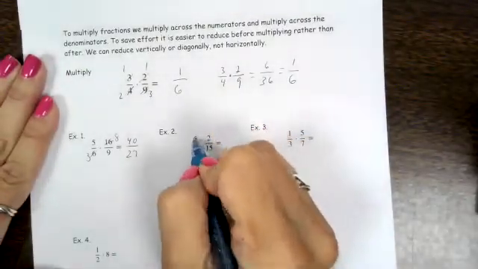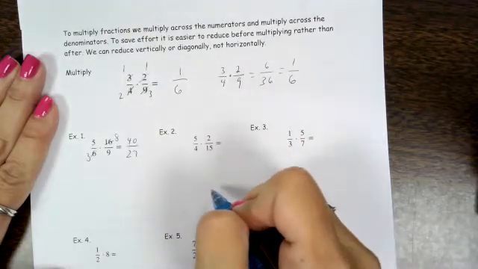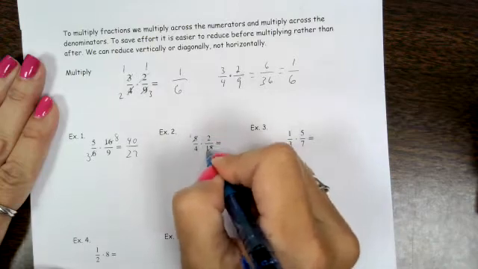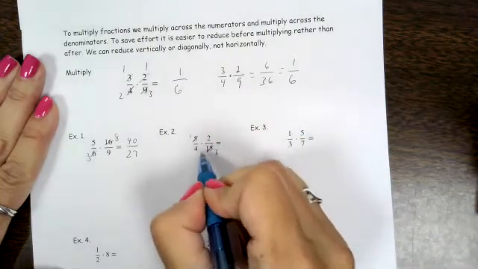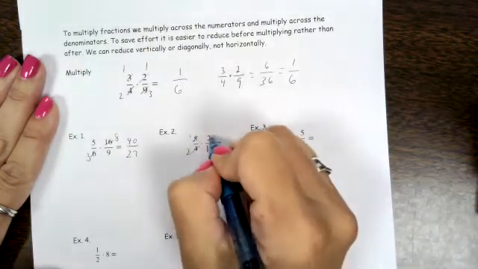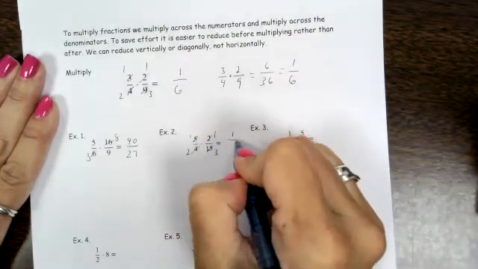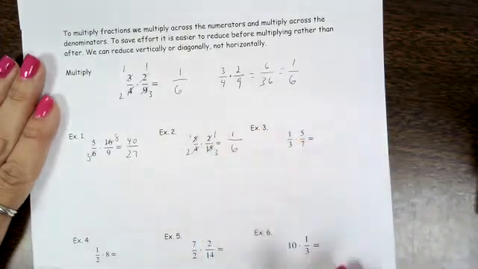Here, 5 and 15 are divisible by 5. 4 and 2 are divisible by 2. So I'm going to reduce 1 5 3 5s. I have cut that in half, cut that in half. So 1 times 1 is 1. 2 times 3 is 6.